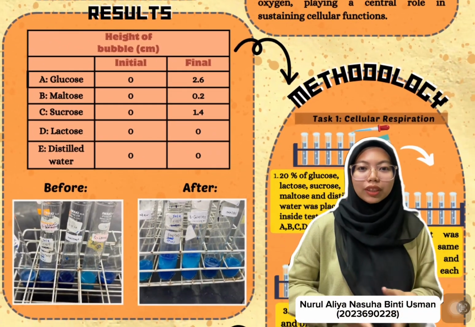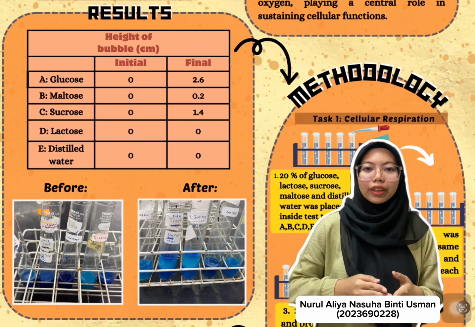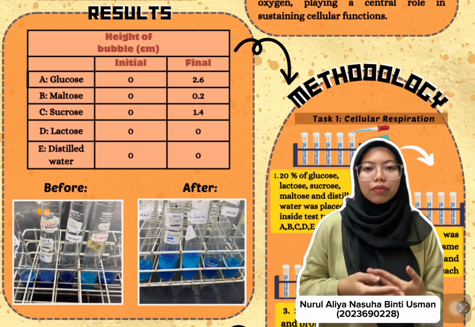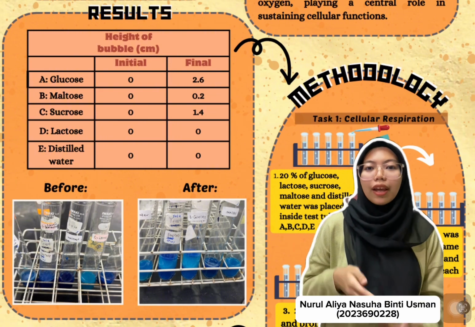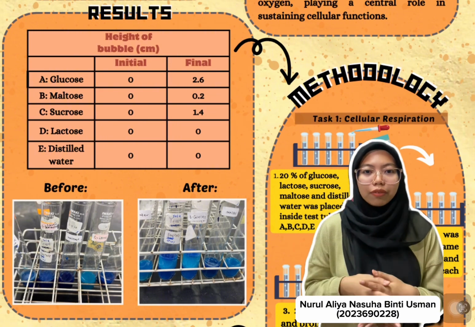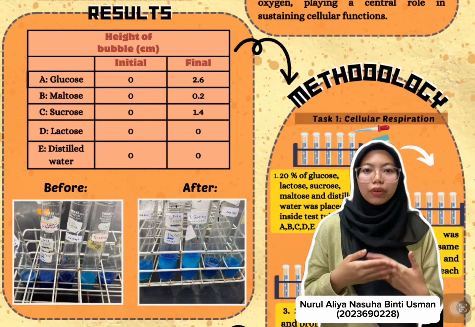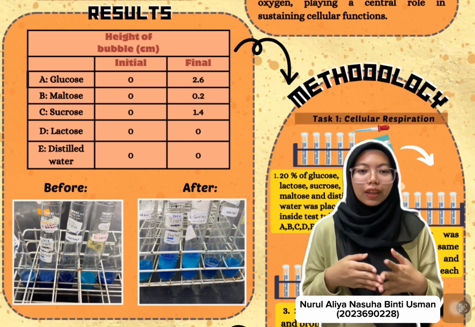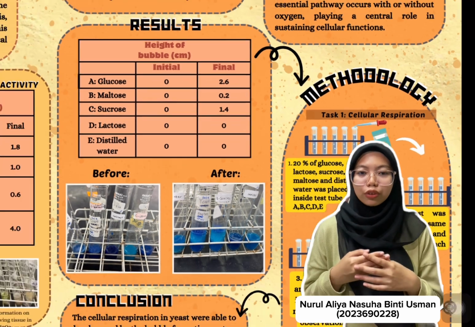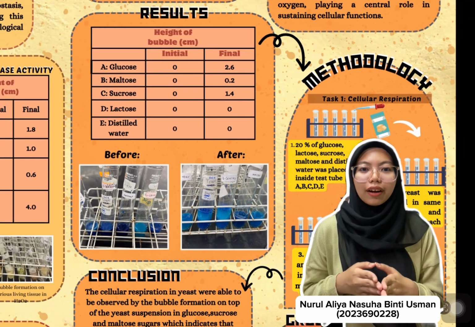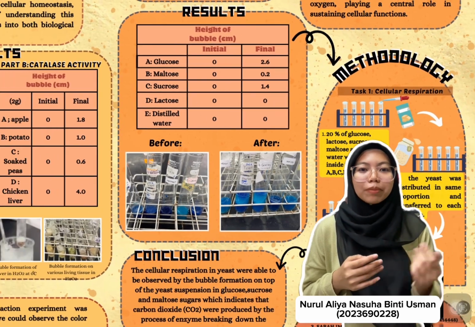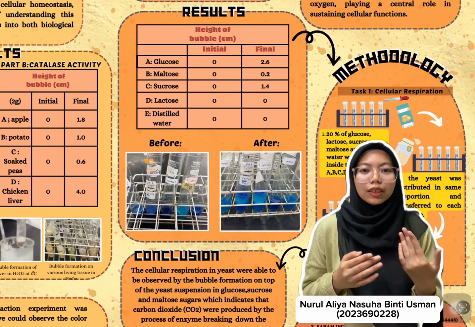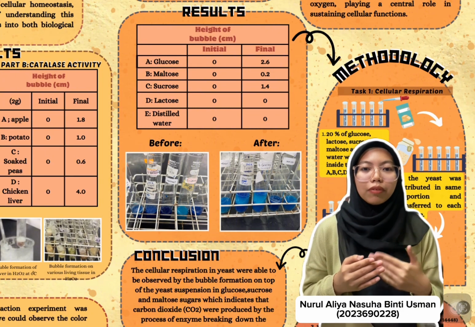For experiment 2, which is cellular respiration, the results concluded that glucose has the highest rate of bubble formation, which is 2.6 cm, compared to maltose, sucrose, and lactose. Then the bubble formation in sucrose is 1.4 cm, while maltose and lactose have the lowest rate of bubble formation, and distilled water acts as a control group. Glucose is a monosaccharide, which is a simple sugar that has a simple structure and fewer bonds to break. That is why glucose has the highest rate of bubble formation.